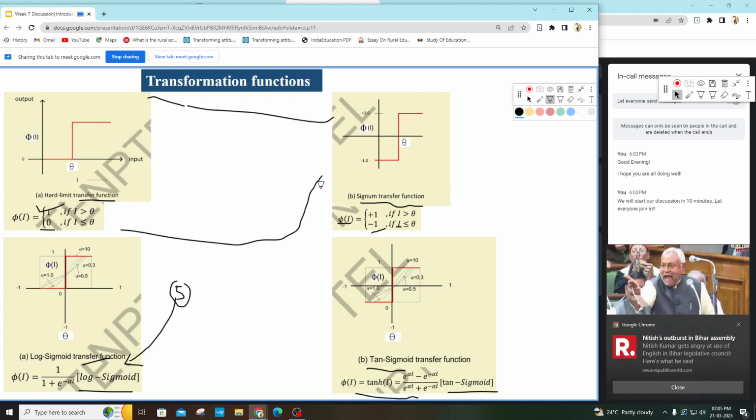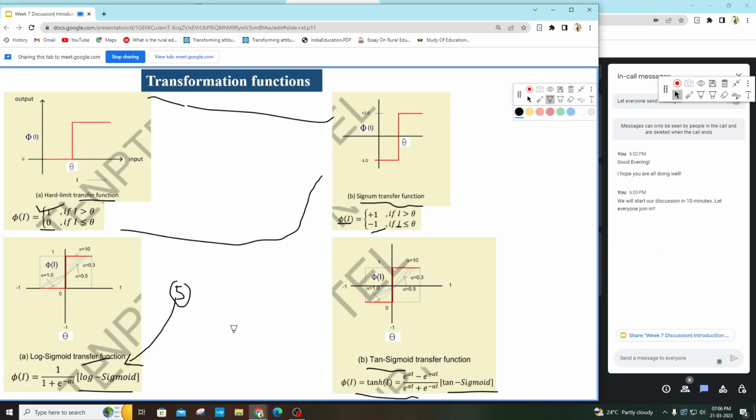But in the hidden layer, we process complex information. So that is why for hidden layers we generally prefer functions like log sigmoid, tan sigmoid, or even the Gaussian function, if you study it in more depth. So in the hidden layer we prefer complex transformation functions.